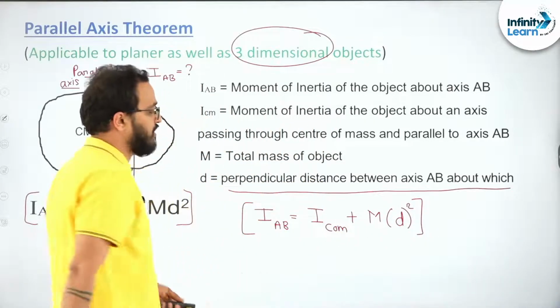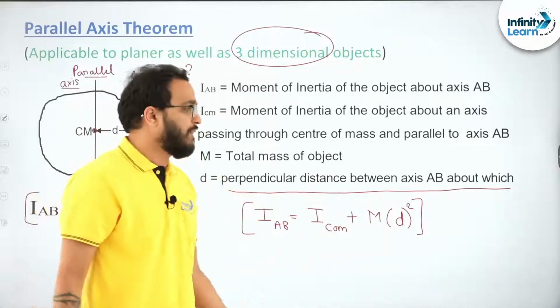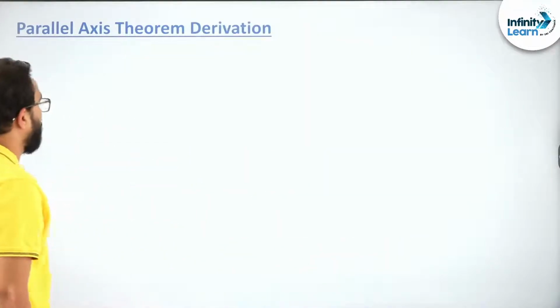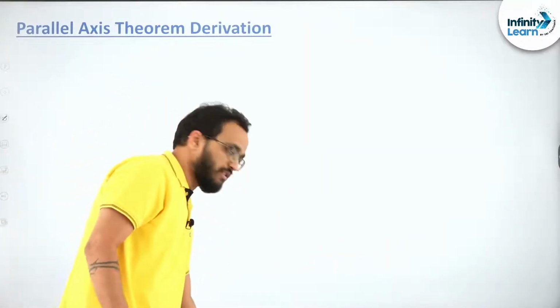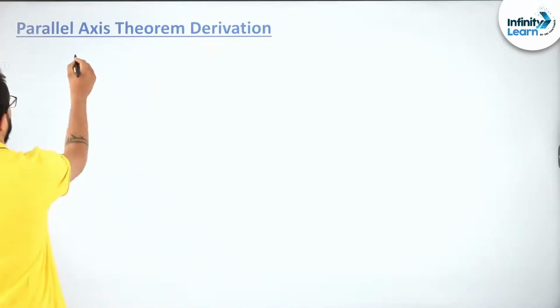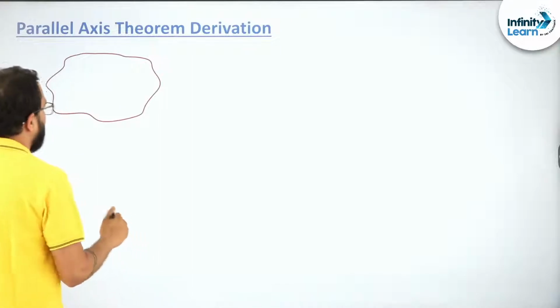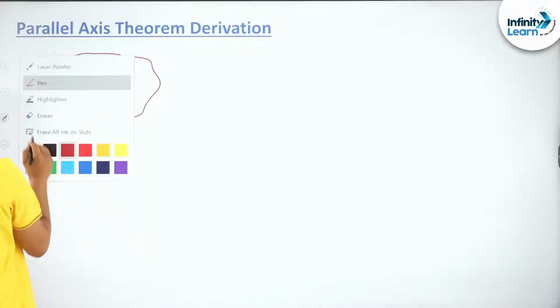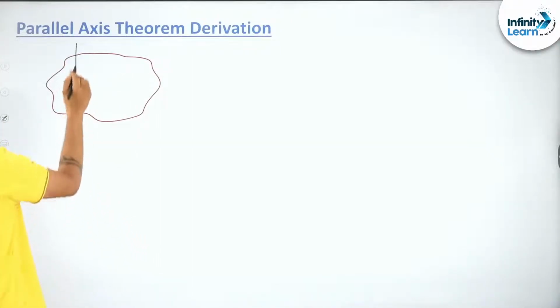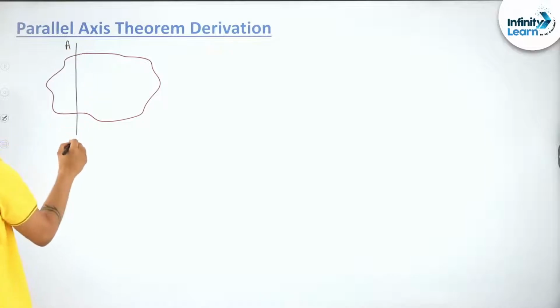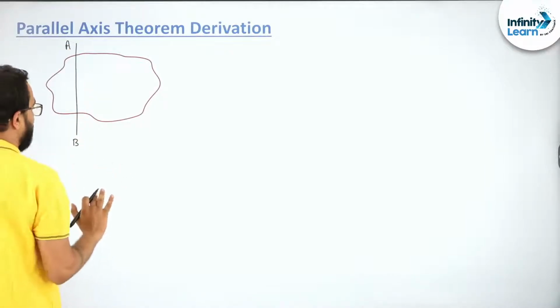So this is the formula that we will apply in parallel axis theorem, right? Now let's get the proof of it. The proof is quite easy. Simply we will say that let's say this is any rigid body, and this is the axis AB, about which we need to figure out the moment of inertia, right?